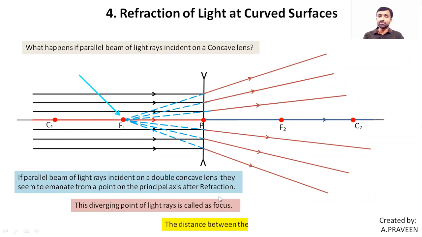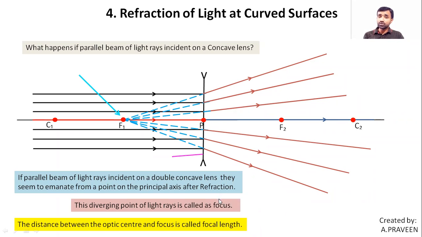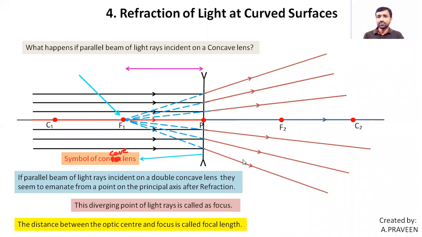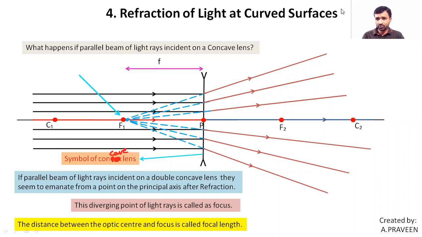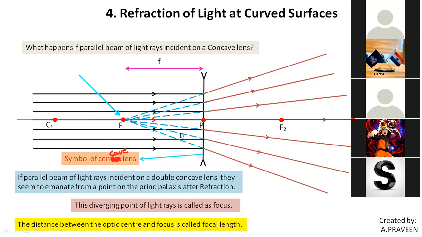Then the distance you are measuring from the pole to the focus is called the focal length. So this is the symbol of a double concave lens. It is a concave lens. So are you clear about this one? Any confusion? Go for quick reaction. Is it very clear?